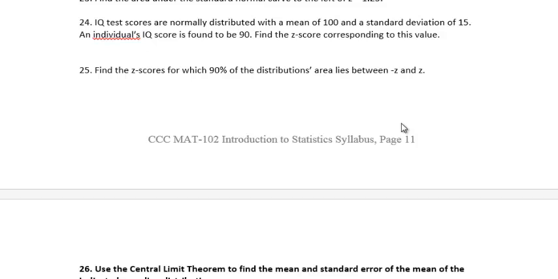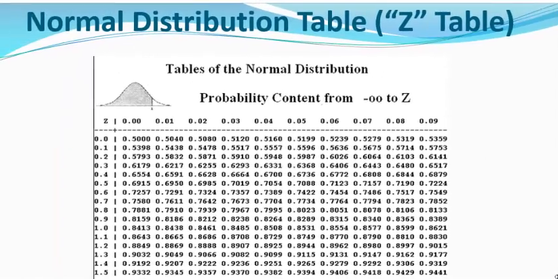Number 25. Find the z-scores for which 90% of the distribution's area lies between z and negative z. Now, of course, once again, we are going to look at the z-table, the normal distribution table, which I'm going to shift over for you right here.